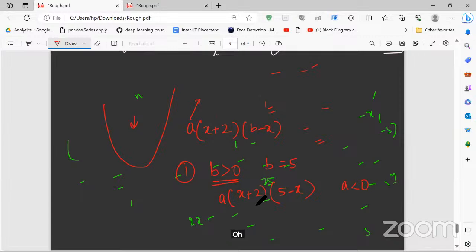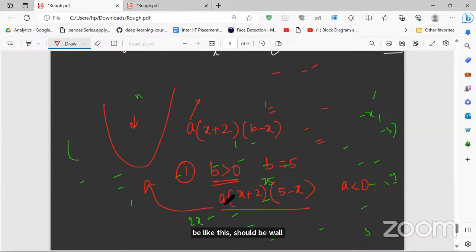First, let me explain, then only you should be asking the doubt. Okay, first let me explain. And then you can ask. So the first, what did I say? The first thing that I took is B as a positive value, B as a 5 I took. So A multiplied with x plus 2 and then 5 minus x. Correct? So for this equation to be like this, A should be what?